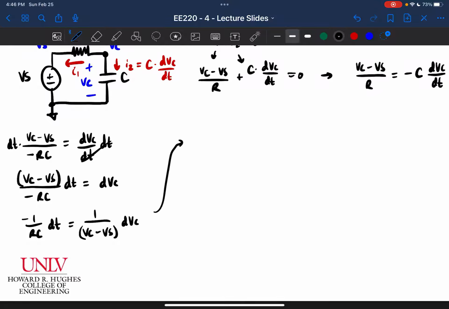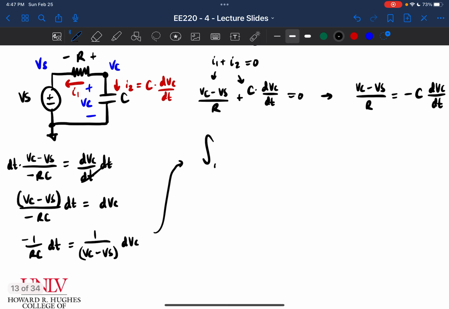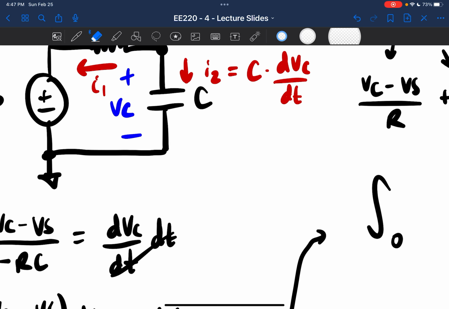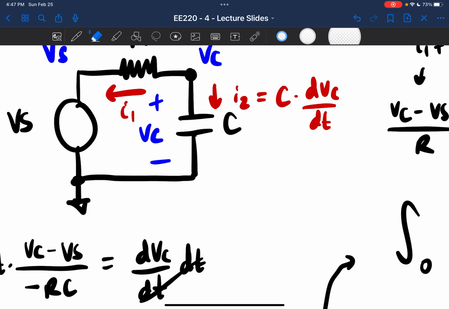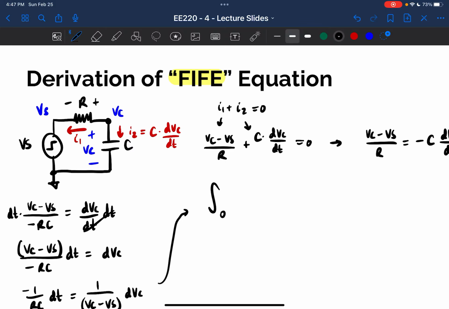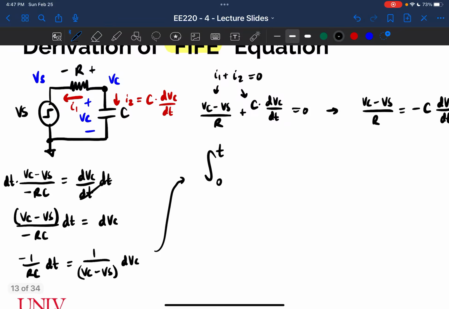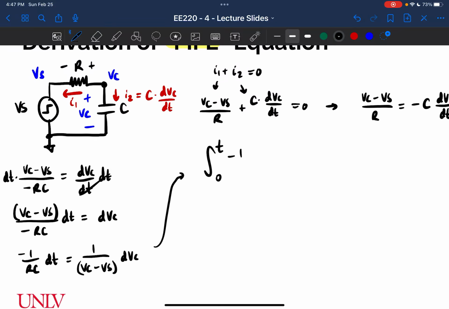All right, so in this left-hand side, I'm going to integrate with respect to time. I'll start at time 0 because that's typically what we're dealing with in an RC circuit, is that we're going to turn this voltage source on at time t equals 0. Let me actually draw it like that, more of a pulse rather than a DC source. So I'm going to go from 0 to some time t, negative 1 over RC dt, and I'm going to set that equal to the integral on the other side.